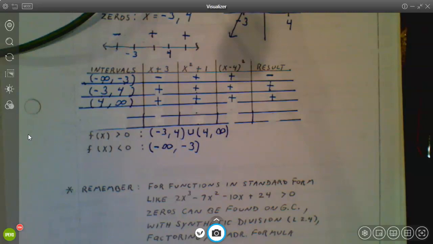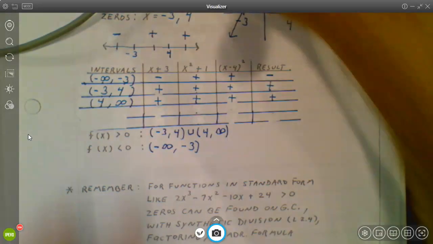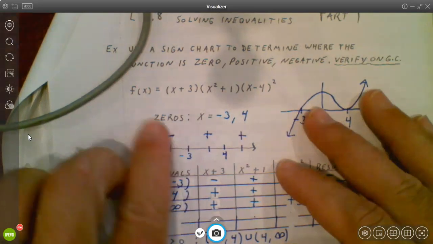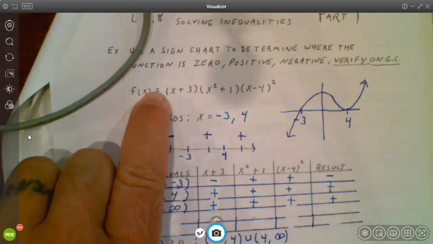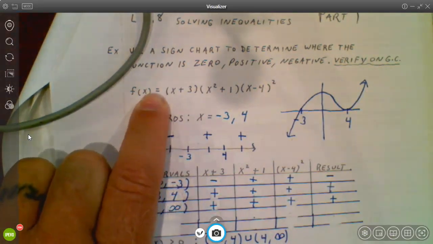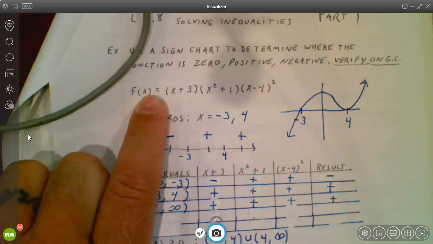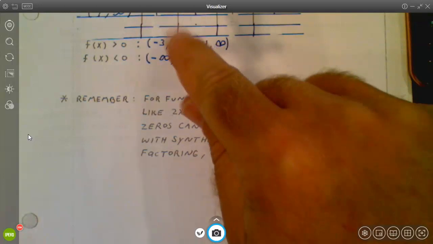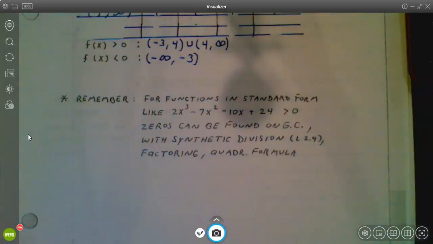So here's the main idea. When you're solving inequalities, it's no longer going to say equals. It will say either greater than, less than, greater than or equal to, or less than or equal to. And so what we're looking for is which intervals would fit that description. So that's kind of the overall goal here.